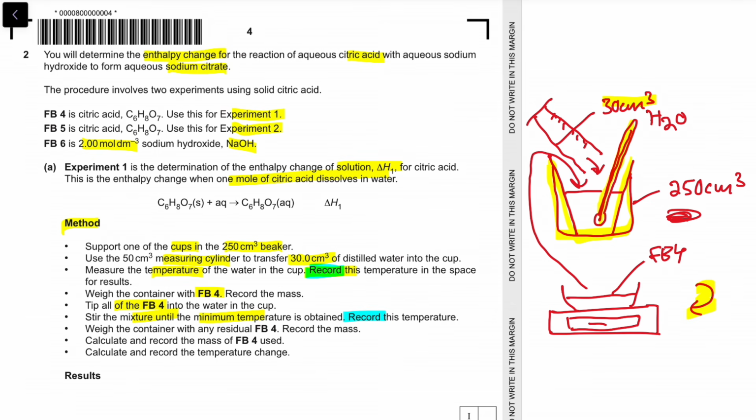but this time we're actually re-weighing the residue. This is any bit of citric acid that was left behind. Even if it is small droplets, we want to make sure we know exactly how much we have transferred, and then we're going to record that mass. Okay, then we're going to calculate and record the mass of FB4 used. So that is how much we added, being how much was present first and then how much remained. And then calculate and record the temperature change. So our two temperatures recorded here, and we're going to calculate the difference.